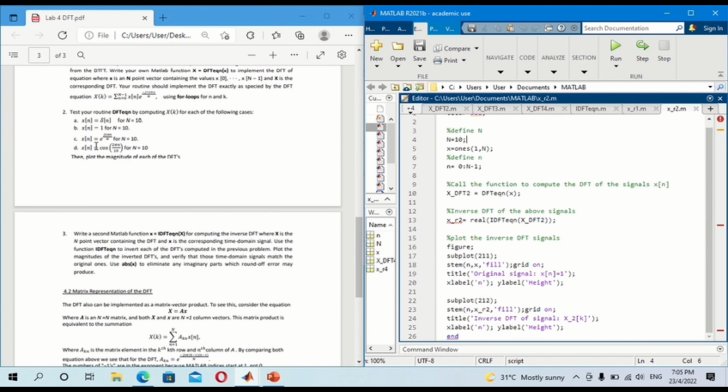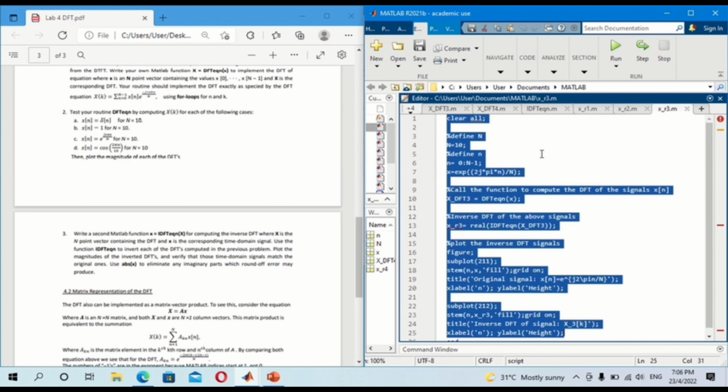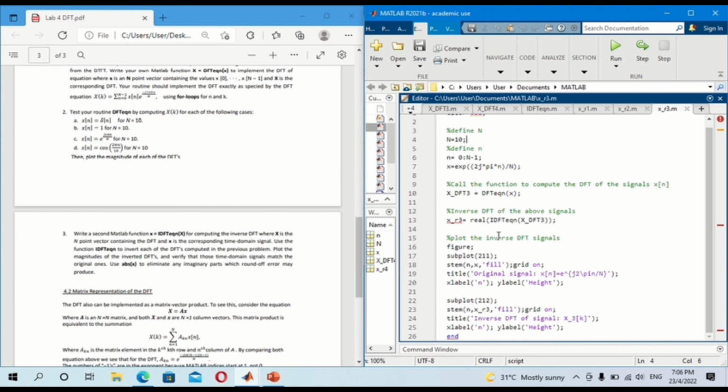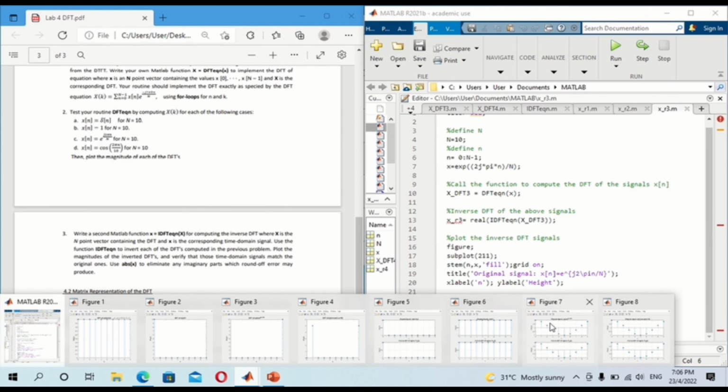For case C, we run the code in MATLAB, also using the same function, but we just need to change the value of s[n], which is s[n] equals exp(2j pi n divided by N). We also call the function for the DFT in case C, find the inverse DFT for case C, and plot the two graphs, one for the original and one for the inverse. After we run these two codes, we will get this graph.